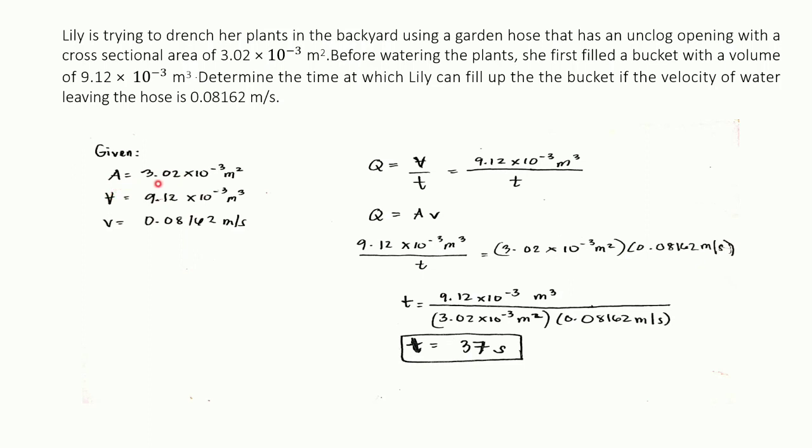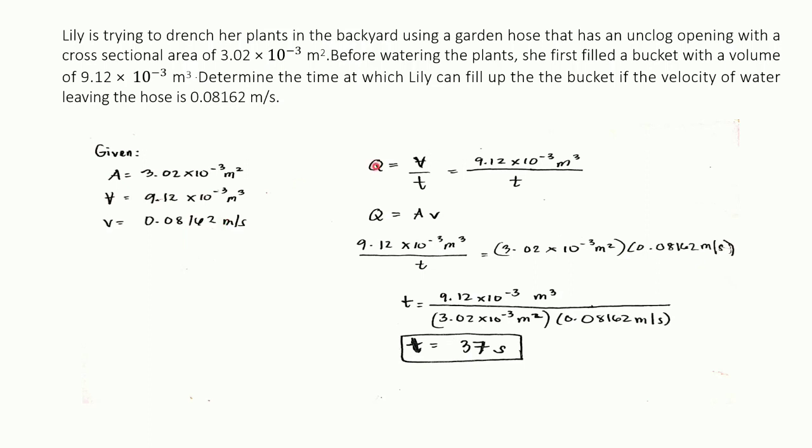So for this problem, we have listed first the given. The cross-sectional area of the garden hose, 3.02 times 10 raised to the power of -3 square meter. The volume of the bucket, which is 9.12 times 10 raised to the power of -3 cubic meter, and the velocity of the water leaving the hose, which is 0.08162 meter per second.